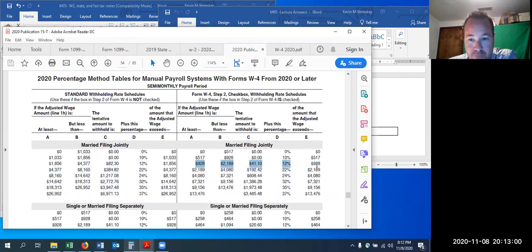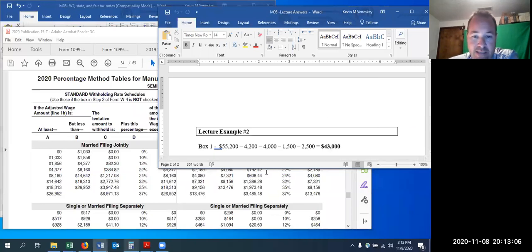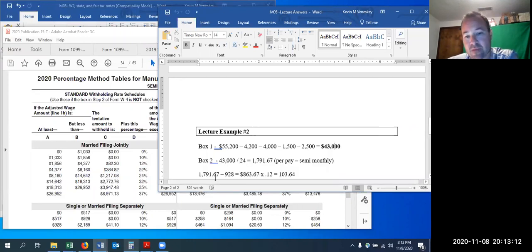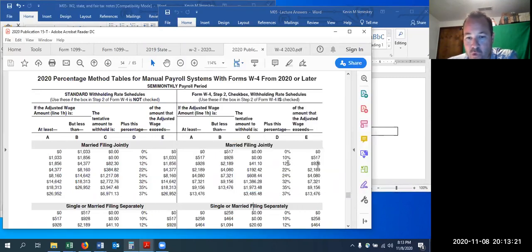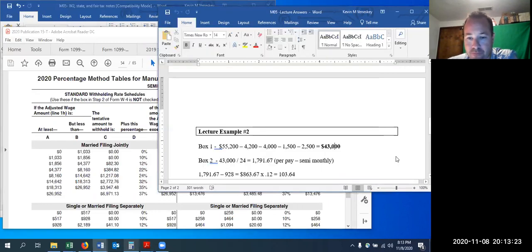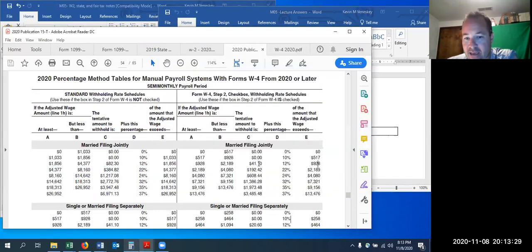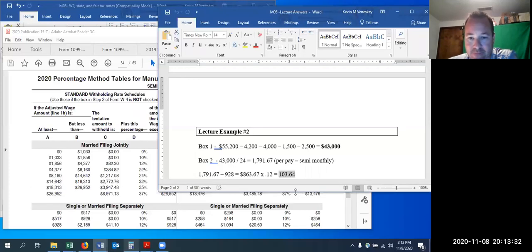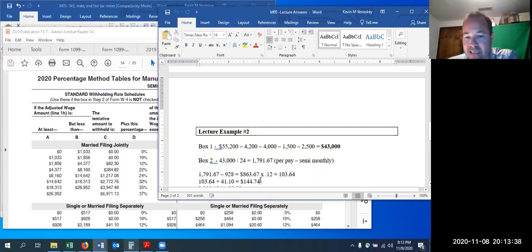So actually that puts me at $17.91. That puts me here. I'm going to take $17.91 minus $9.28. I got $863.67, and then multiply that by 12%. Take the 103 that I just got, add in $41.10. So my starting point for how much tax I need to take out is 144.74.